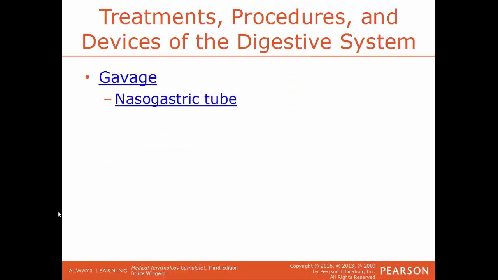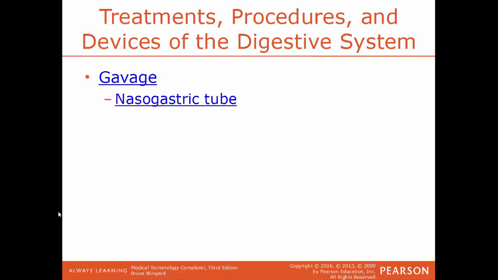So our next term, gavage. This is administering food or drugs, but by force. And the way you would do that is through a nasogastric tube, a tube that goes into the nose and down to the esophagus and into the stomach.